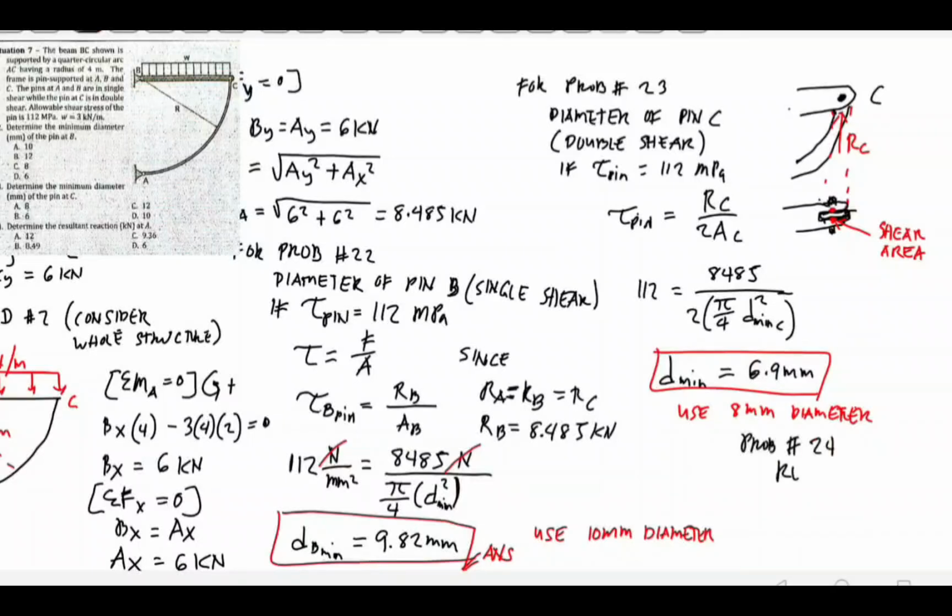Now, for problem 24, which is the resultant reaction at A, we already have the answer, which is 8.485 kilonewtons.